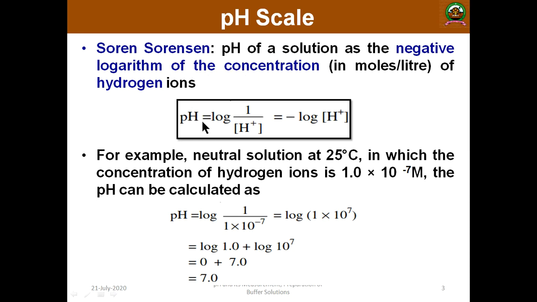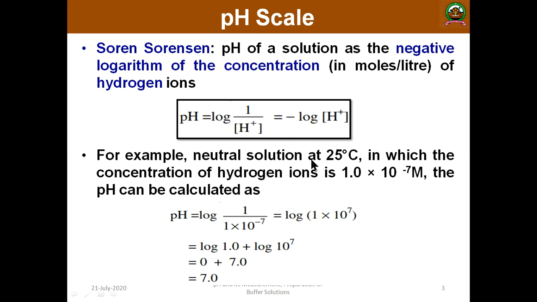So the formula is pH is equal to log 1 by concentration of H plus. So log 1 by concentration of H plus is equal to minus log concentration of H plus. That is what I told: the negative logarithm to the base 10 of hydrogen ion concentration.